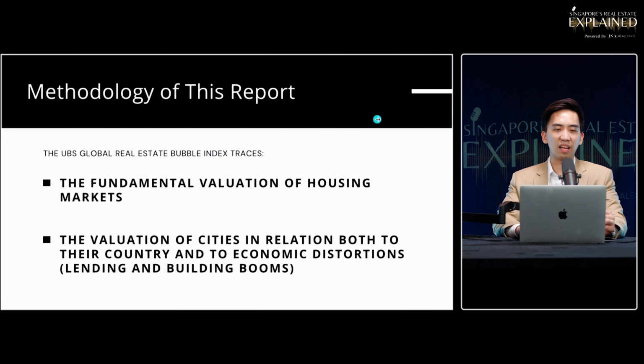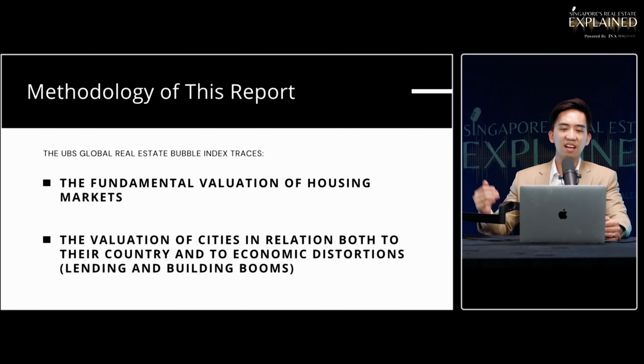Alright, so let's take a look at the methodology. Put simply, how do they trace the bubble? It is due to two main metrics. One is based on the valuation of the housing market, what the pricing is in comparison to their own economic distortion, which is done by two things. One is income, and the other is whether they're over-leveraged in terms of borrowing. So this is a very deep report, but I'm trying to make it as simple as possible.